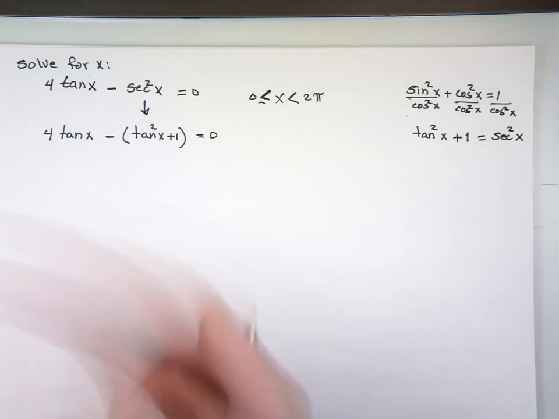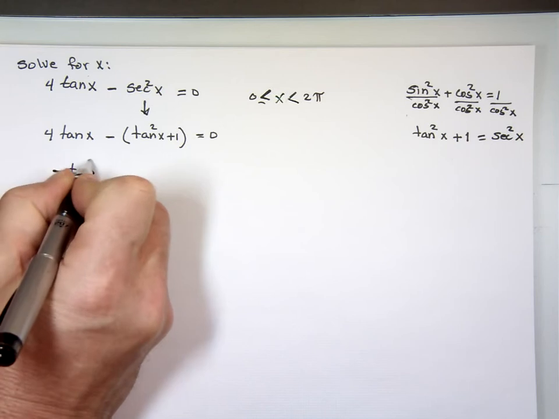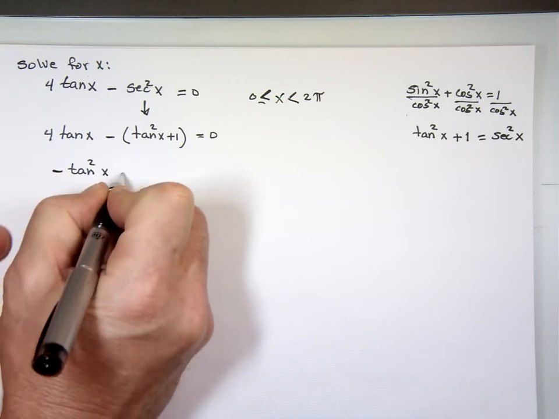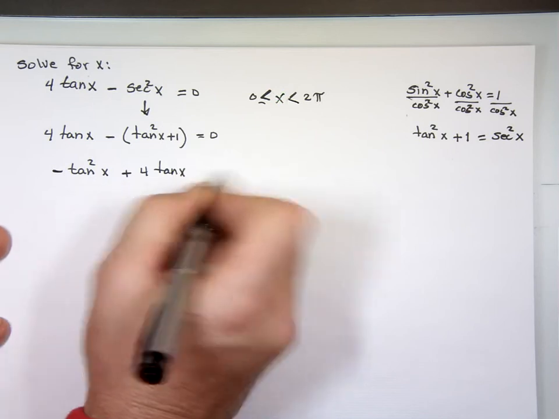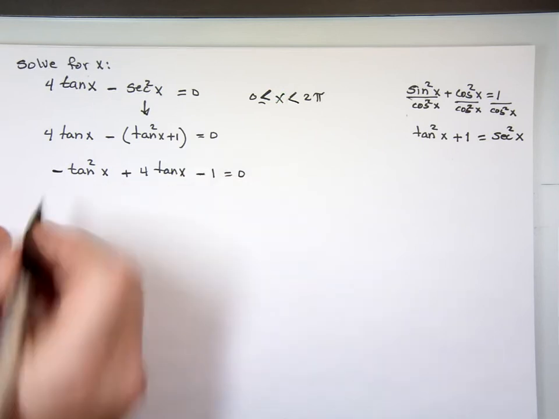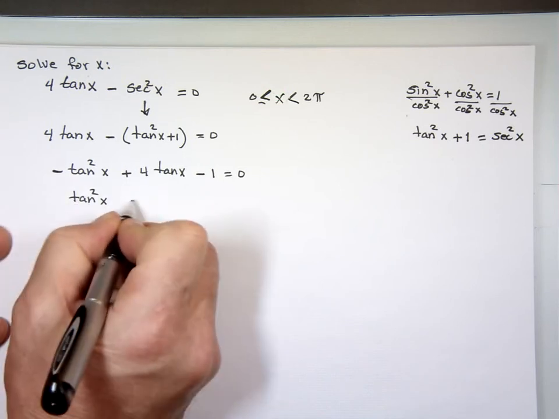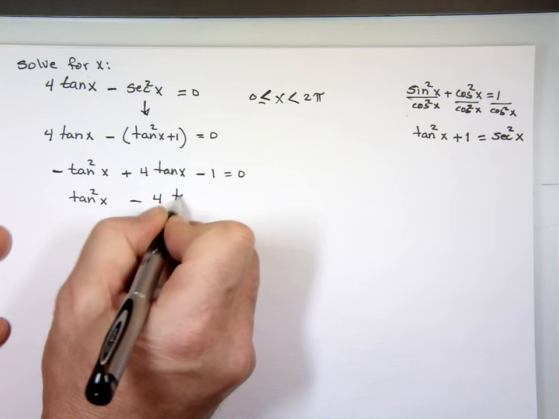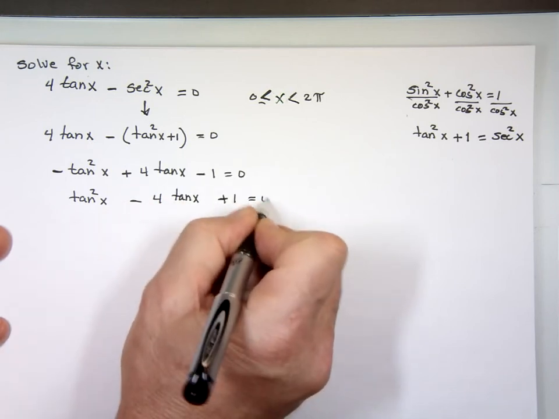Distribute that minus sign. Again, I don't like to begin with the minus. Multiply by a minus 1. And now we're going to solve this.